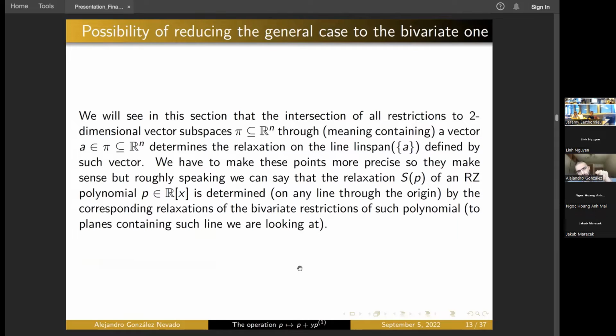I don't know if it will be very clear in the presentation why this is the case, that we need at least two variables to be able to work properly with the definition of the relaxation, so we can prove this. We are lucky that in two variables, we have the Helton-Vinnikov theorem that says that every real zero polynomial in two variables has a determinant representation, and this will be very helpful.